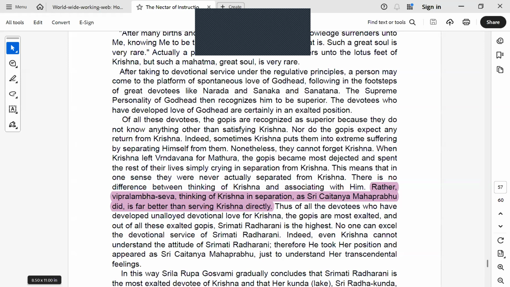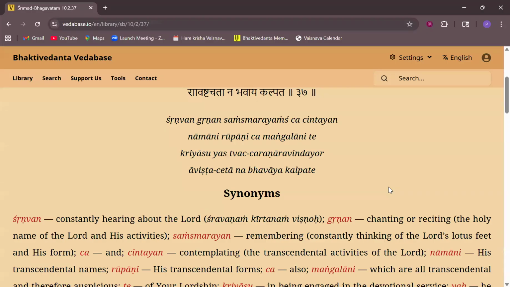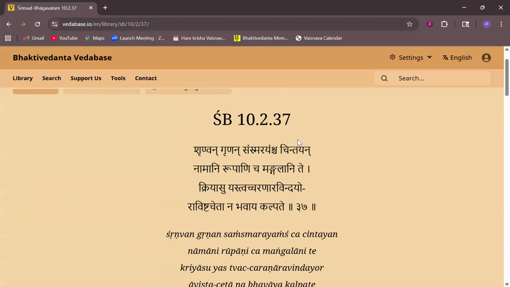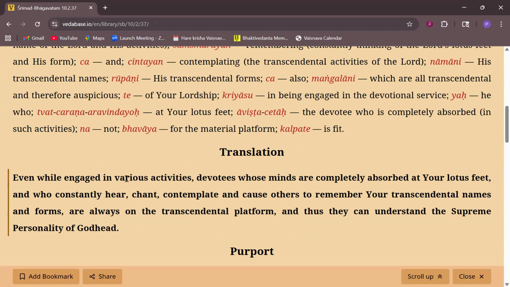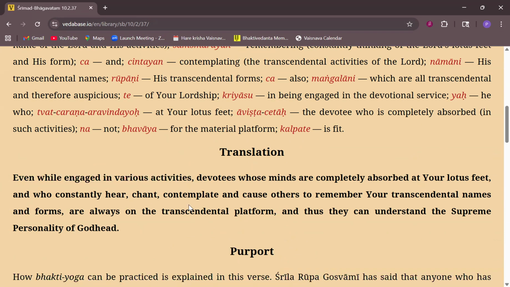I just want to show you how clear Prabhupada was in what he was saying. Okay, so for those who want to keep a record, 10.2.37, Srimad Bhagavatam: "Even while engaged in various activities, devotees whose minds are completely absorbed at your lotus feet and who constantly hear, chant, contemplate, and cause others to remember your transcendental names and forms are always on the transcendental platform, and thus they can understand the Supreme Personality of Godhead." Even while engaging in various activities, your mind and your heart is Krishna.